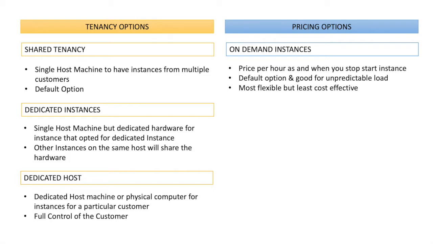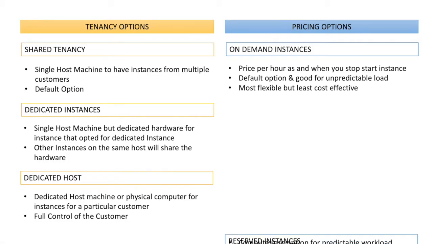If your load is unpredictable, and you don't know whether you're going to require three instances or five instances or one instance, then you would go with the most flexible option, which is on demand. As and when you need it, you launch it. It is the least cost effective.